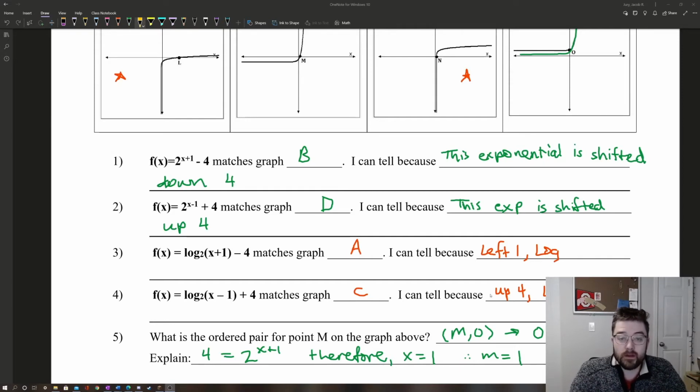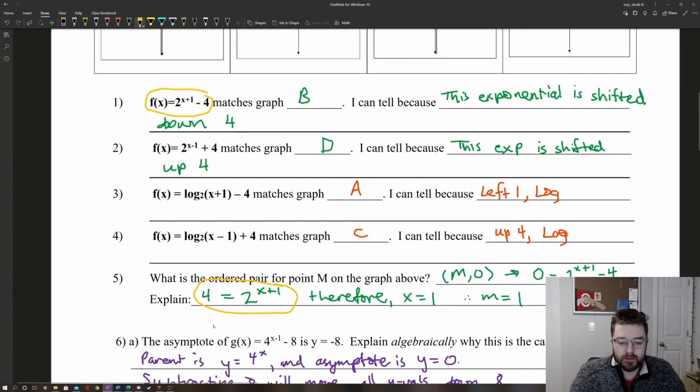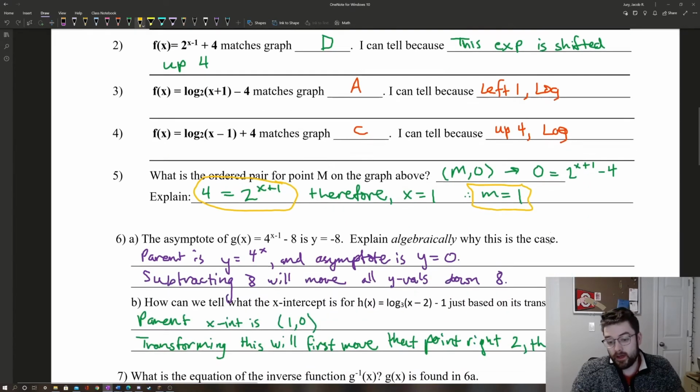And with that information, you could substitute in 0 for f of x using the equation from number 1, because that's the one that matches with the point on M, the graph B. And then solving that is just using the 1-to-1 property, which is just 2 to the 2 equals 2 to the x plus 1. So x plus 1 has to equal 2, therefore x equals 1 and M equals 1. So hopefully you got that.